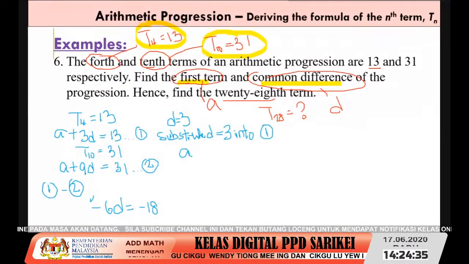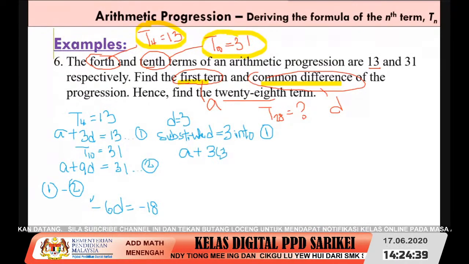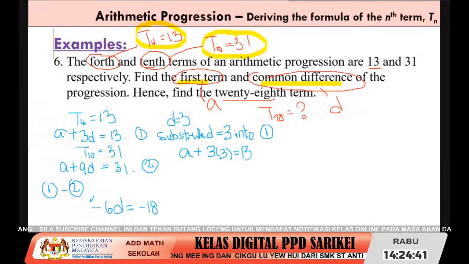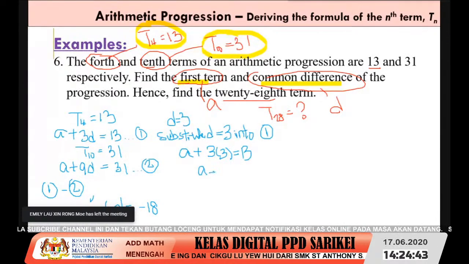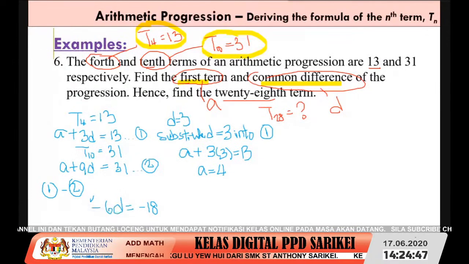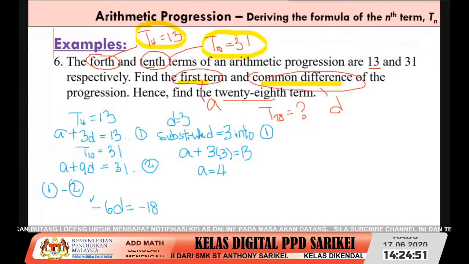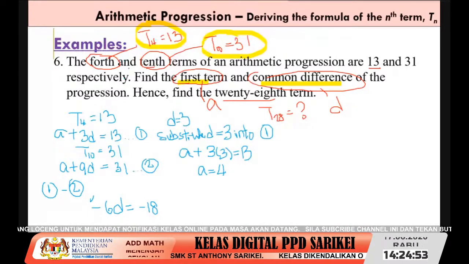So I substitute into the first one. A plus 3 times 3 equal to 13. So my A equal to 13 minus 9 equal to 4. So my first term is 4 and my common difference is 3. Hence, means seterusnya, find the 28th term.